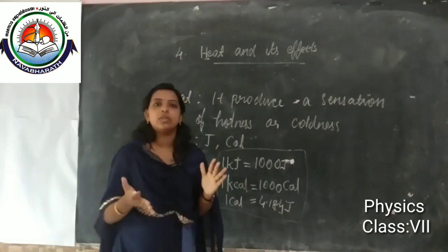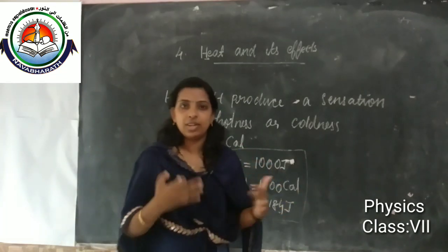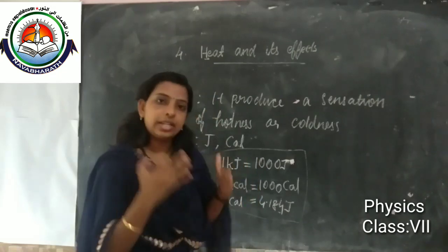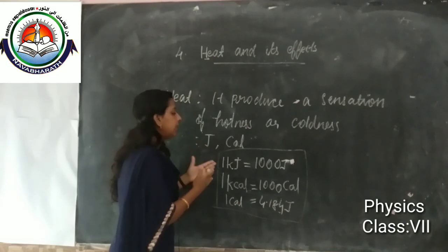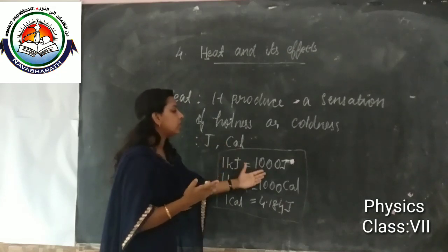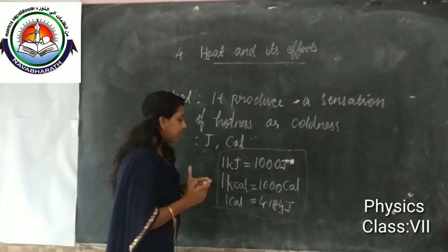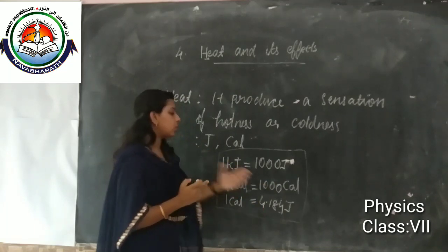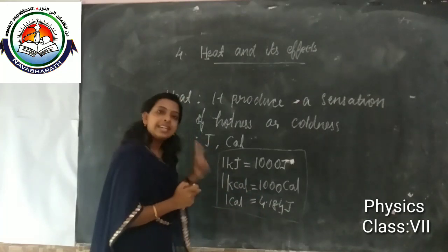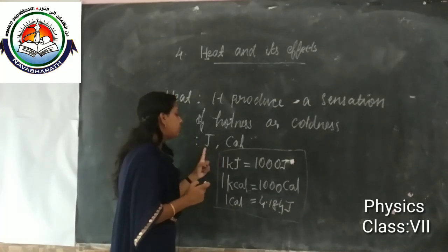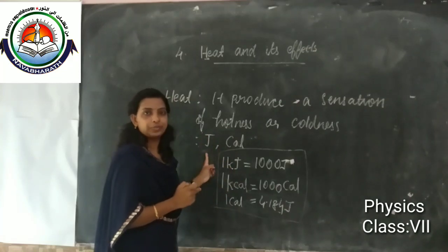When we discussed about length, 1 kilometer is equal to 1000 meter, like that all the things we already know. In the same way, you can approach this unit or units of heat. 1 kilojoule is equal to 1000 joule, and 1 kilocalorie is equal to 1000 calorie, and 1 calorie is equal to 4.184 joule. But the standard unit of heat is joule.